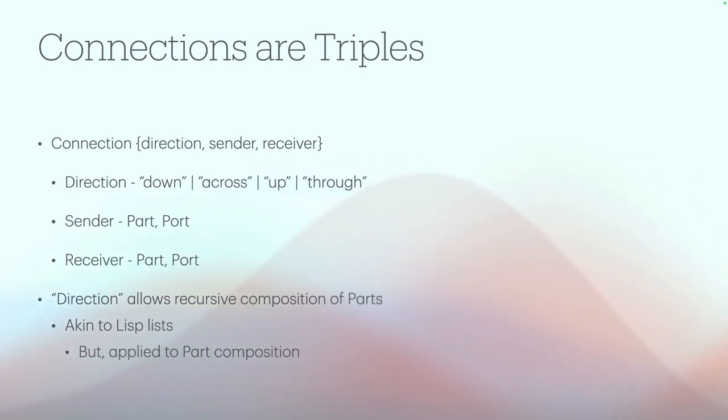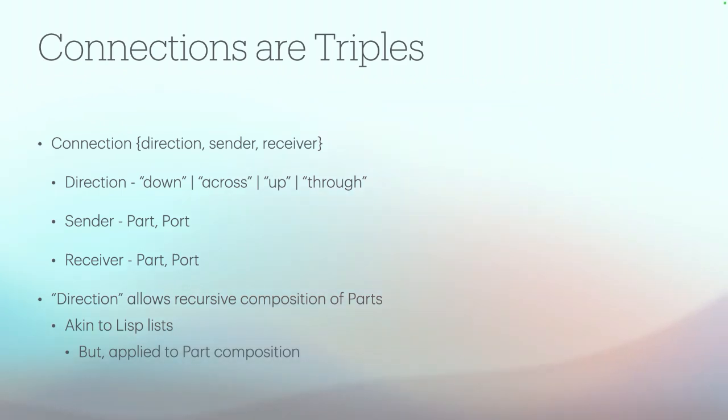Typically, connections are considered to be pairs, a sender and a receiver. If we add one more field, direction, then we can compose parts, like how Bash scripts compose commands, or Lisp lists compose lists out of atoms and other lists. The across direction is what we usually think of as a connection.